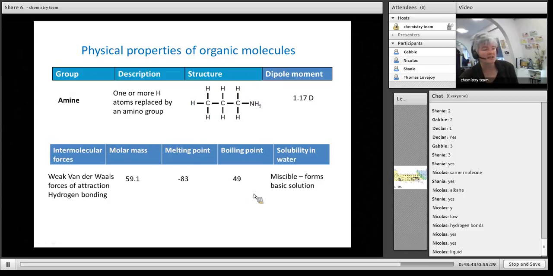Okay, you can see its boiling point is lower than the alcohol's, and there's various reasons for that, but we're not going to go into it. But just know it's got hydrogen bonding, so it's going to have stronger forces of attraction between them, so you need a higher boiling point.